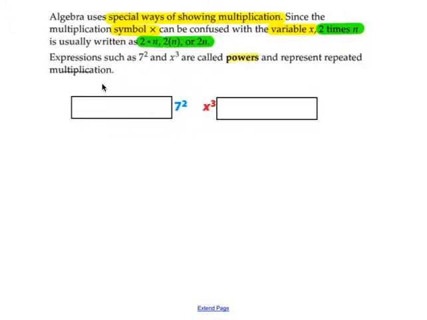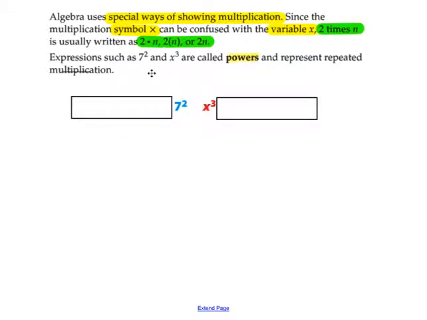So, algebra uses special ways of showing multiplication. A couple of those are maybe the X symbol that you see, but we don't like to use that very often because that could be confused with the variable X. Notice the difference in the font. Whenever you see an italicized font, that's a variable, whereas this one, where it's not in italics, is a multiplication sign. So usually we'll try to avoid using that so we don't confuse it with the variable X. And instead we'll use things like 2 and then this solid dot n, or 2 parentheses n, or just 2n. All three of these mean 2 times n.